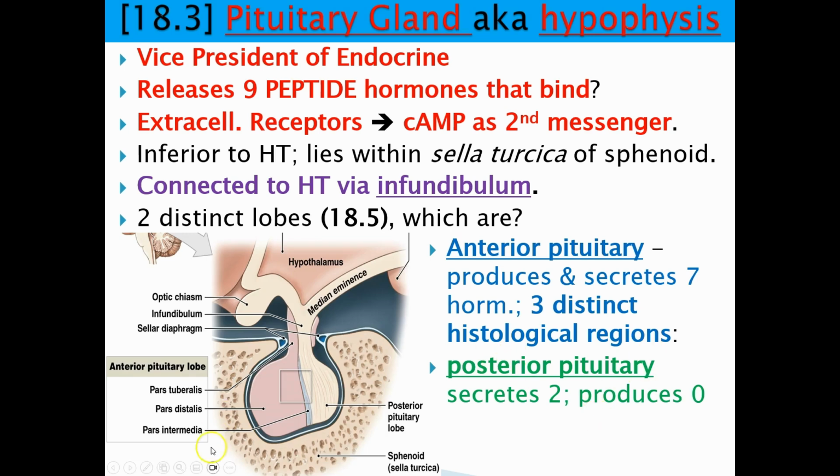It's acceptable to say that this gland, overall, the pituitary gland, secretes 9. So notice the word secrete is fine to say it secretes 9 hormones. It only produces 7 of the 9. All right, but it does secrete 9 total. So the posterior pituitary, one distinct region as far as the histological region goes, and that's called pars nervosa. And so we're going to be looking at the histology eventually, and those things will start to make more sense once we start seeing that.